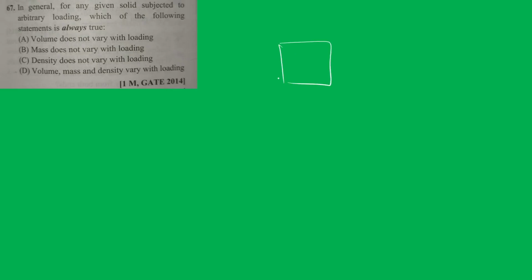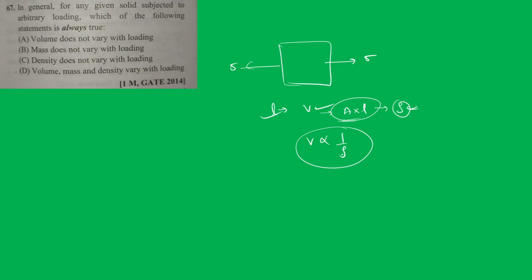So let's say I have a body and I'm applying a simple tensile stress, then its length will change. If there is a deformation in the body, then its length will change, and if length changes, then its volume will change. Why? Volume is area times length. So volume is also going to change, and if volume is changing, then density is also changing. Why? Because volume is inversely proportional to the density, or you can say density is equal to mass divided by volume.